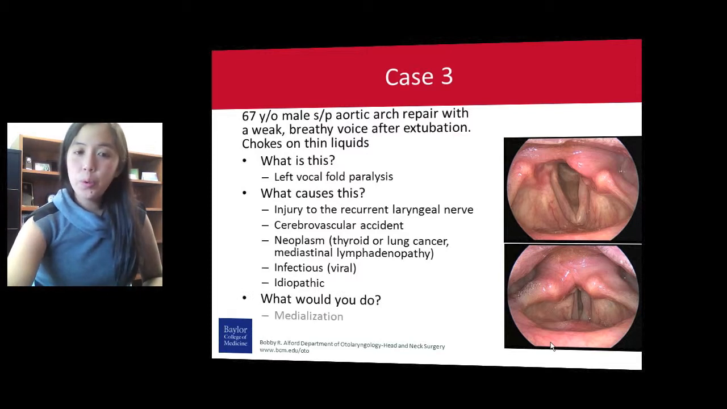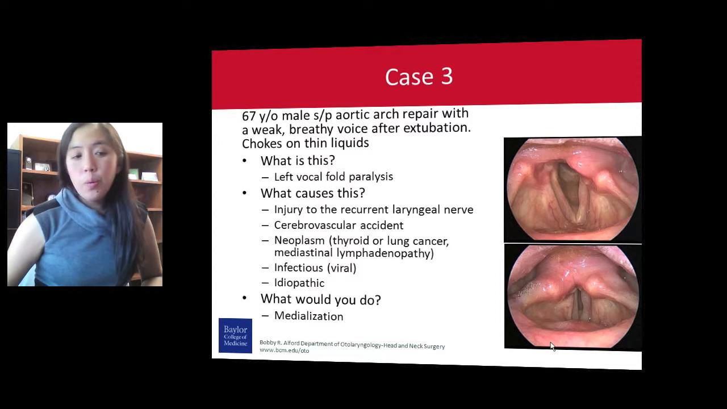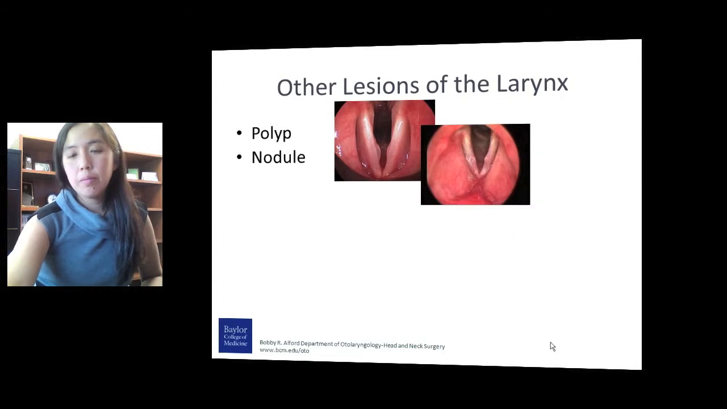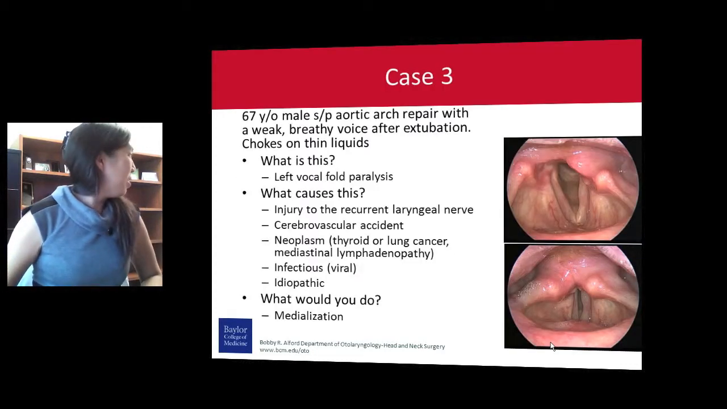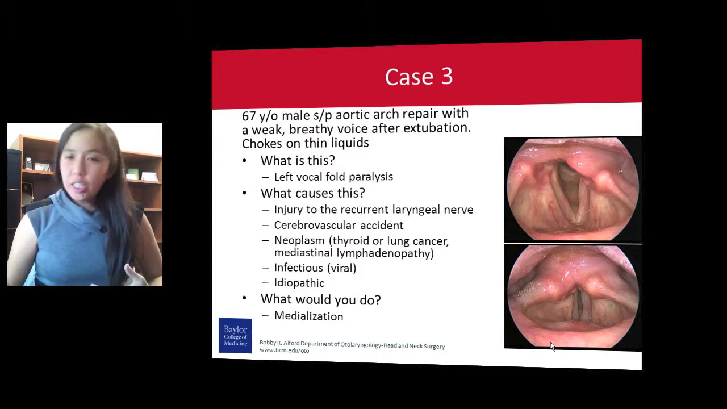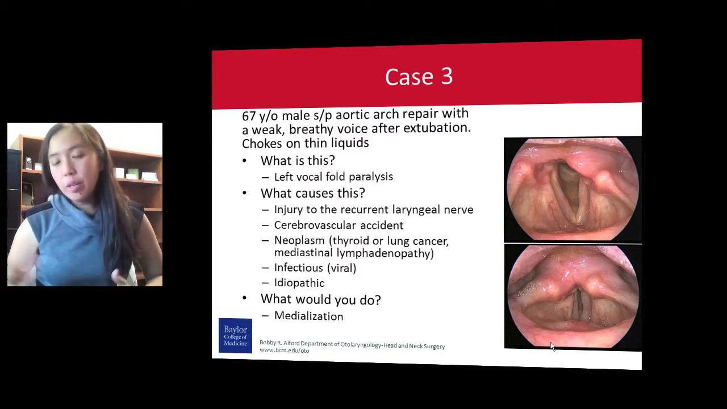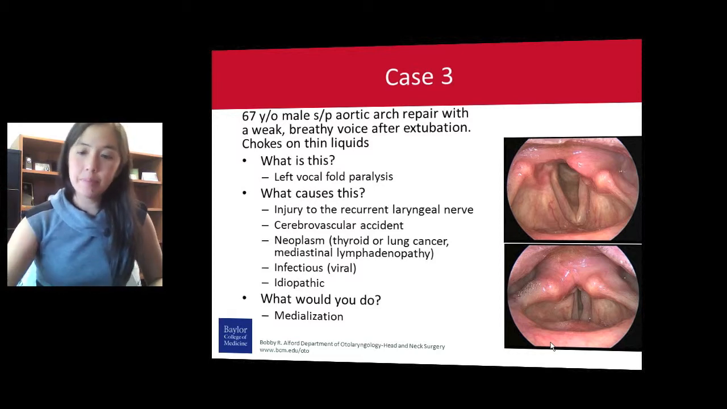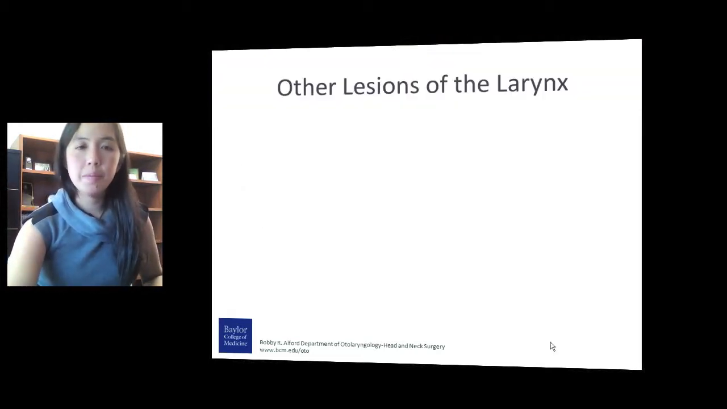So what can you do? You can do medialization procedures, whether they include injections or thyroplasties. Medialization procedures push the immobile vocal fold over to the midline, such that the mobile vocal fold can then make good contact, and you can usually restore normal conversational voice with these types of procedures. You can also do laryngeal reinnervation procedures to try to restore some of the tone to the larynx and give people back their voice.